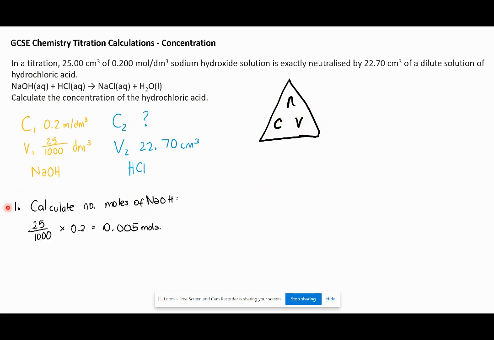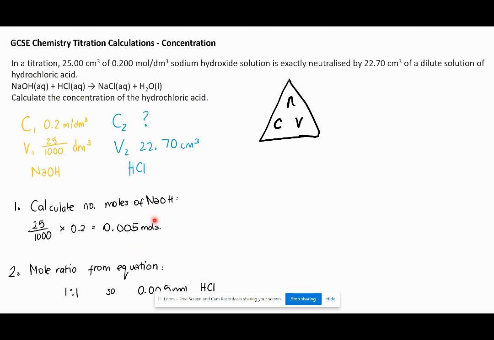So let's start by calculating the number of moles that we have of the sodium hydroxide. The number of moles using this equation is going to be the concentration multiplied by the volume. So we've got the concentration of 0.2 multiplied by the volume, 25 over 1,000. Remember, we need to make sure that we have the same units. So 25 over 1,000 multiplied by 0.2 gives us 0.005 moles. That's how many moles of sodium hydroxide we have.